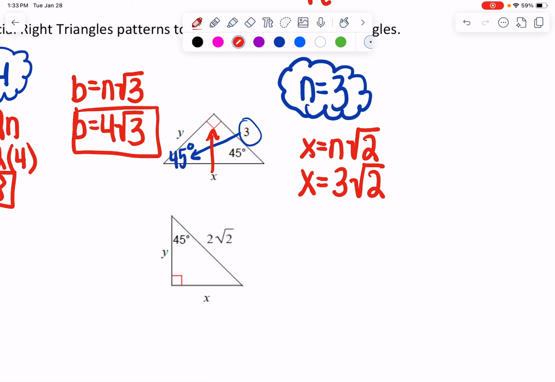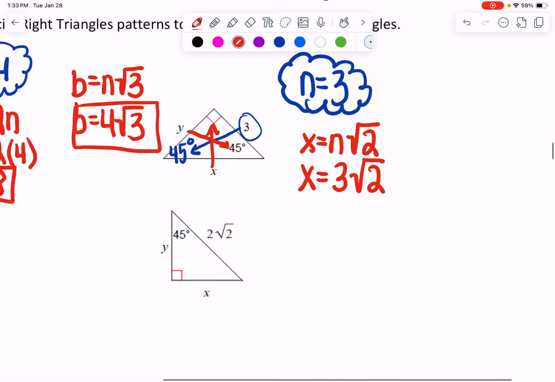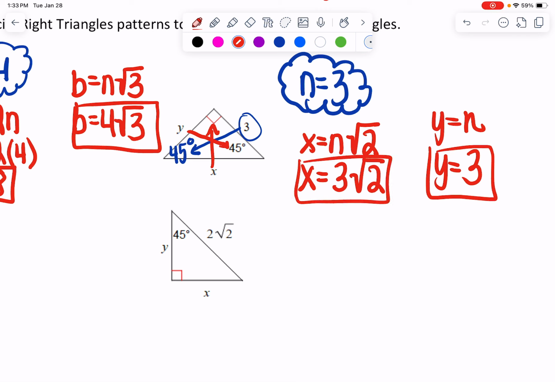Okay. So then from there, you're going to find y. Well, look at y. Y is just across from 45. So y is equal to just n. It's the same amount. In other words, y equals 3. None of these should have decimals. Leave it as an exact form, so don't leave it as a decimal.